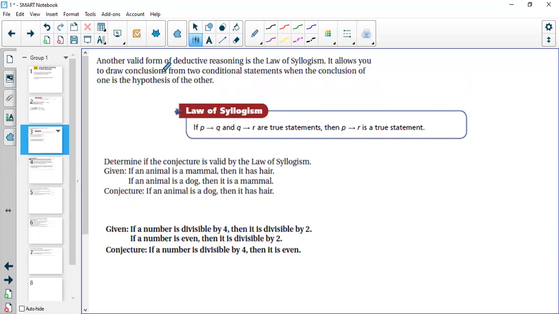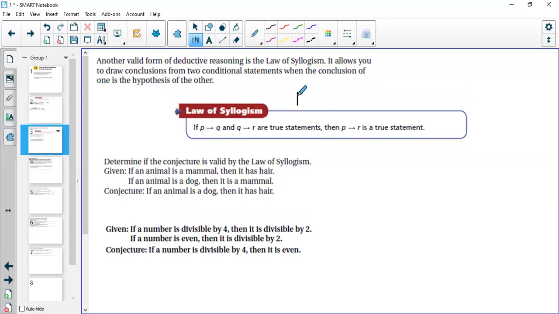Right. Now, another valid form of deductive reasoning is the law of syllogism. As that was the law of detachment, that is, if P then Q is true and P is true, then Q is true. Now, the law of syllogism allows you to draw a conclusion from two conditional statements when the conclusion of one is the hypothesis of the other. Wait, I'll explain what that means. See this. This is the law of syllogism. It works like a chain.